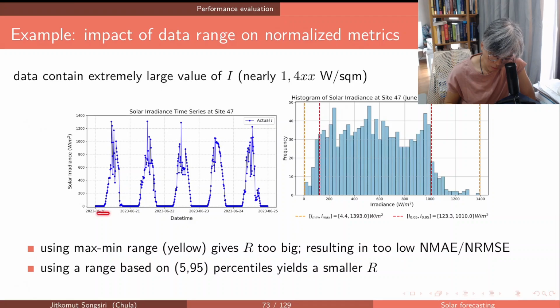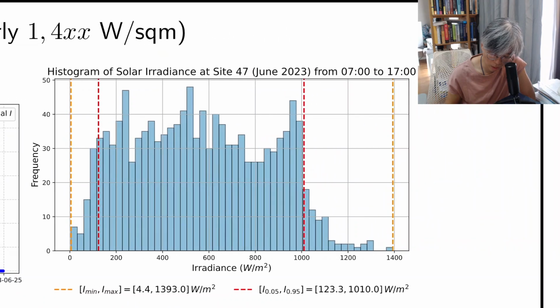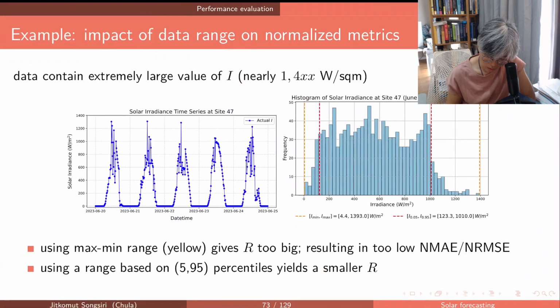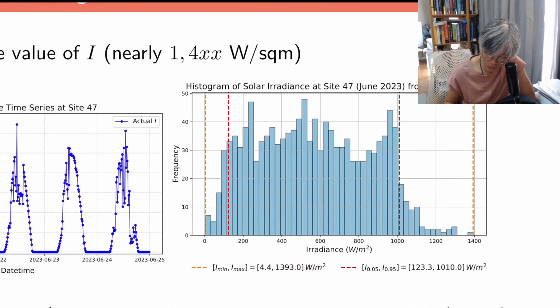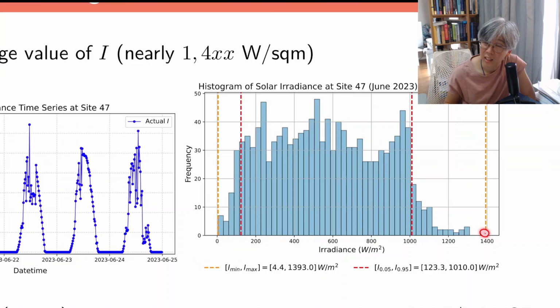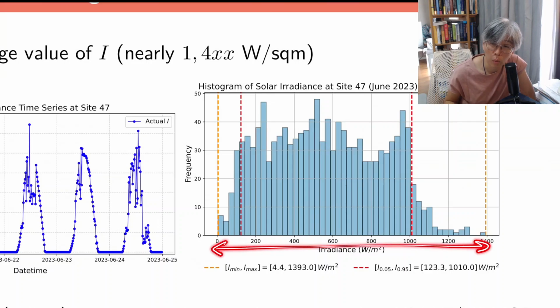Okay, so this is my irradiance plot, and this is a histogram of solar irradiance. You will see that there is one outlier that almost hit 1400. So when you plot the histogram, these become like a separate tail here. So when you use y max minus y min, the range is too high as a normalization factor.